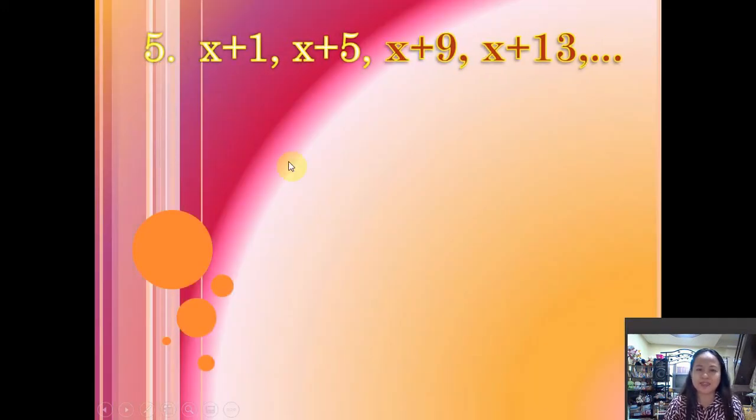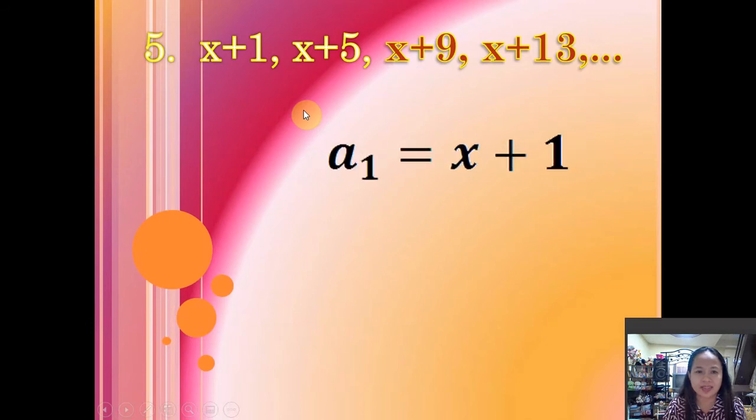So, for the fifth example, the terms are x plus 1, x plus 5, x plus 9, and x plus 13. What do you think is the first term? Obviously, that is x plus 1 because it comes first. So that is our first term, denoted by a sub 1, and that will be read as first term.